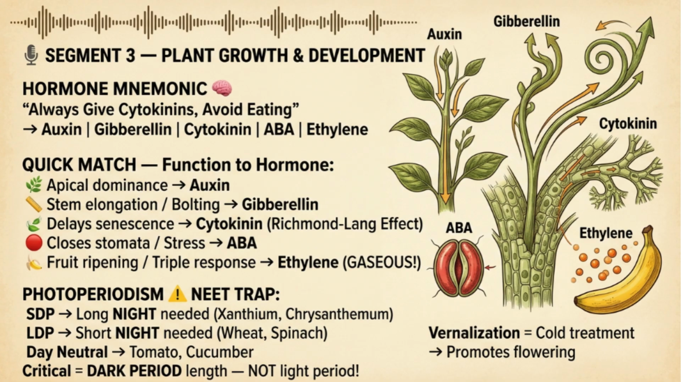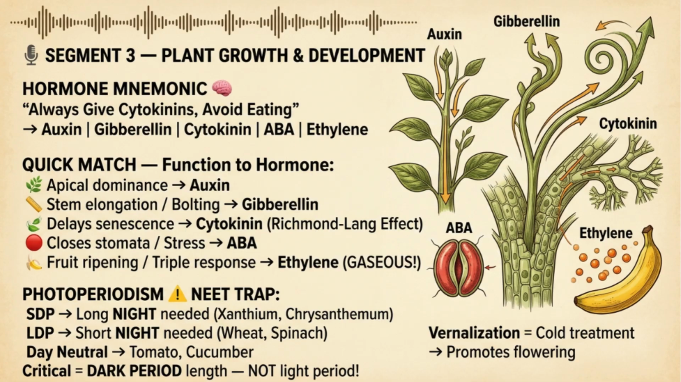Scenario 1. A tree has one strong central shoot growing upward, while all side branches are suppressed. Which hormone is responsible? Auxin. Auxin produced at the shoot apex moves downward and accumulates in lateral buds, inhibiting their growth. This is called apical dominance. Interestingly, at high concentrations, auxin actually inhibits root growth. This is why roots grow away from high auxin zones.